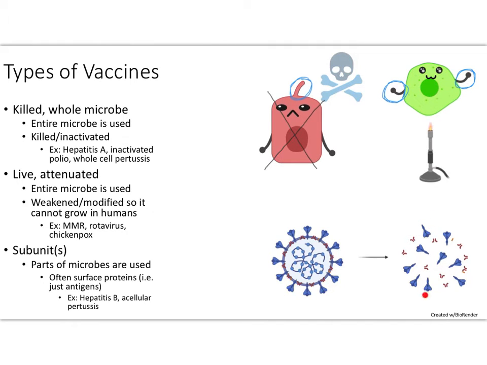So what we do is we take those pieces of the microbe, we put them into a vaccine, we give that to the person, they respond to these antigens, make their antibodies, and then they are protected from that whole microbe when they get exposed to it in a real life setting. Examples are hepatitis B, acellular pertussis, and then not listed here, but oftentimes the influenza vaccine is created this way as well.